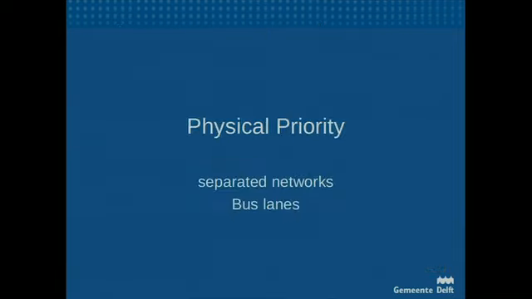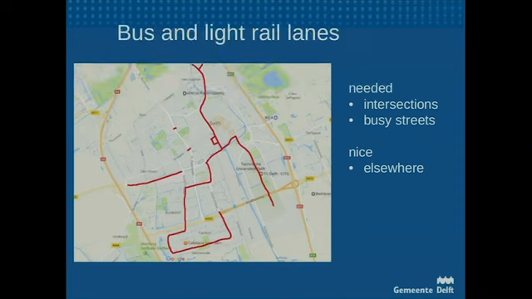Physical priority. That's the first thing we do. If a bus is in the same lane as a car or as many bicycles, it usually has the same speed and I cannot give it any priority. Let's give them bus lanes.